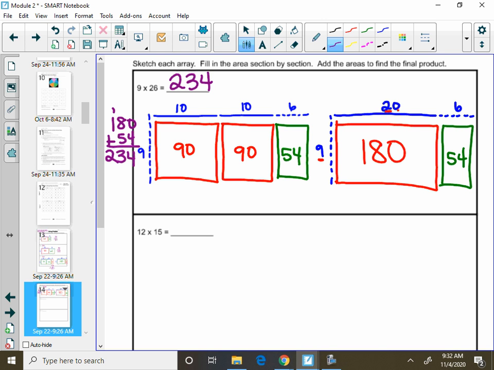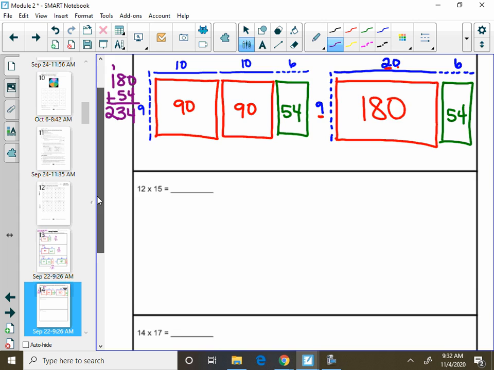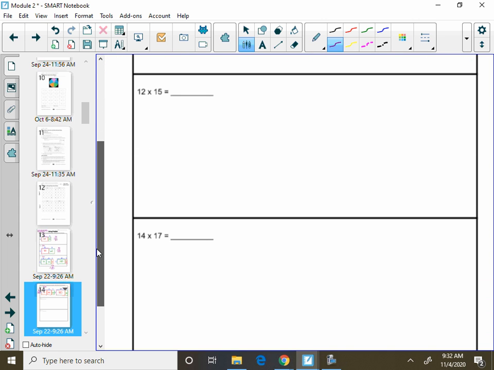Oh, this next one's great. It's a little bit different. Did you notice that the first number is a 2-digit number? All right, 12 times 15. So along the side, we're going to do a 10 and a 2. And across the top, we're going to do a 10 and a 5. Kids that are watching the video can pause, right, if they need to go slower.